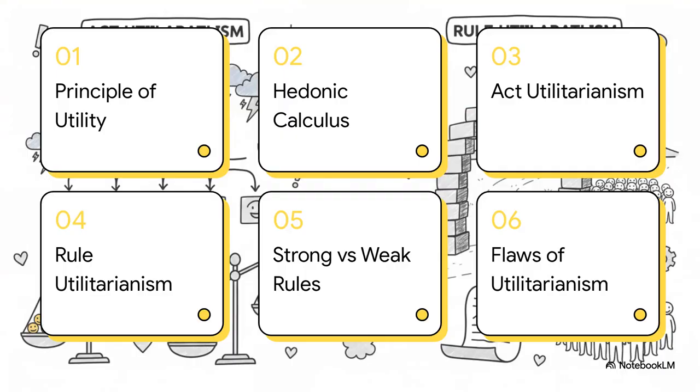To figure that out, we're going to break this whole thing down systematically. We'll start with the principle of utility, unpack Bentham's hedonic calculus, and then put act utilitarianism to the test. After that, we'll see how Mill evolved the theory with rule utilitarianism, dive into strong versus weak rules, and finally evaluate the real-world flaws of these frameworks.